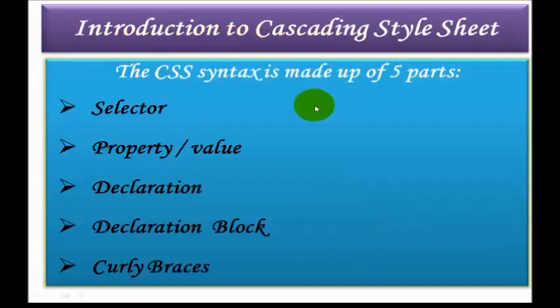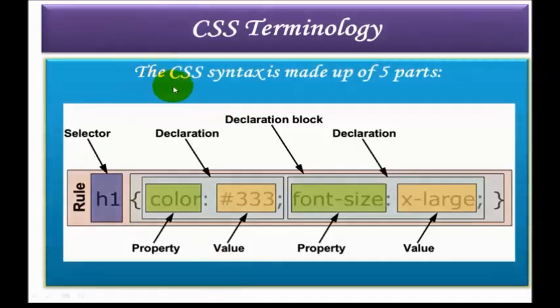So, introduction to cascading style sheet. CSS syntax is made up of 5 parts. Now we are entering into CSS. CSS syntax or semantics is made up of 5 parts. What are they? First one is a selector, property, value, declaration, declaration block, curly braces. So the CSS syntax is made up of 5 parts, which you can see in the diagram.